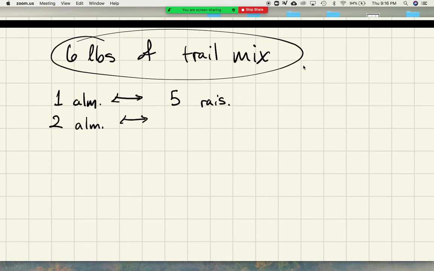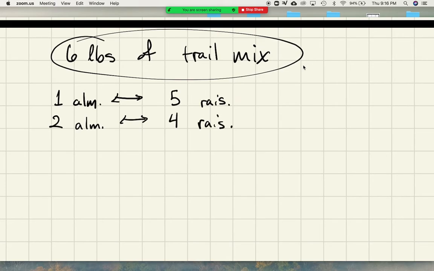Let me go read it. I feel like it's hard. 6 pounds of trail mix contains 2 more pounds of raisins than almonds. I'm saying forget about the question. So now you're asking me one pound of almonds equals 5 pounds of raisins? No, I'm saying the whole thing. Okay, so it'd be 4. Yeah, 4. I see. I just looked at the top.